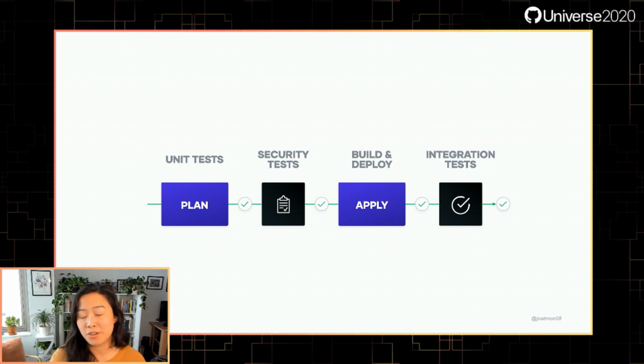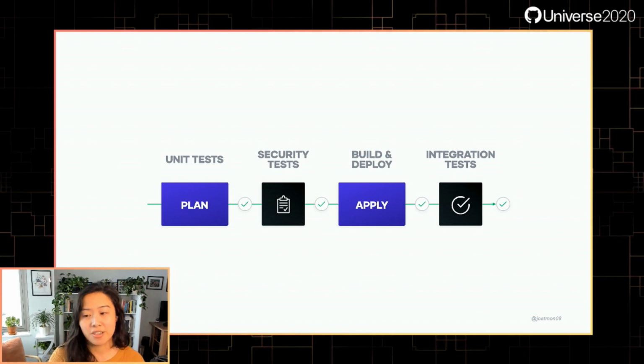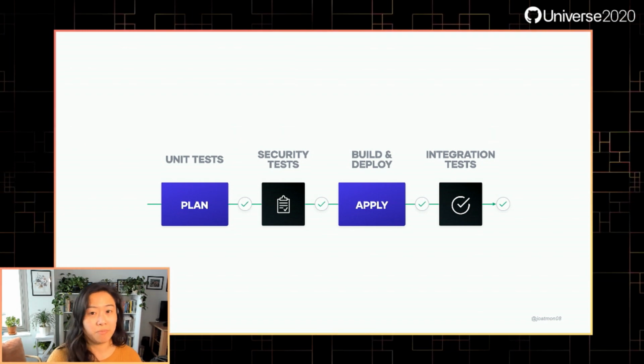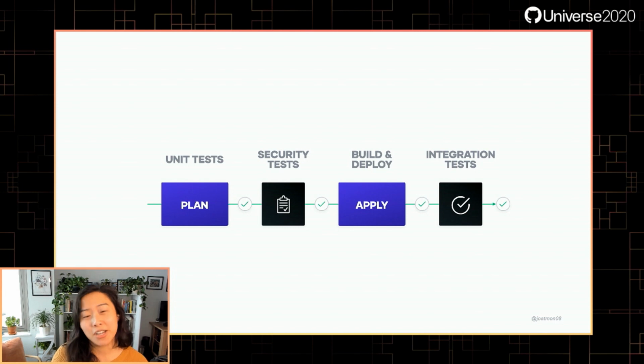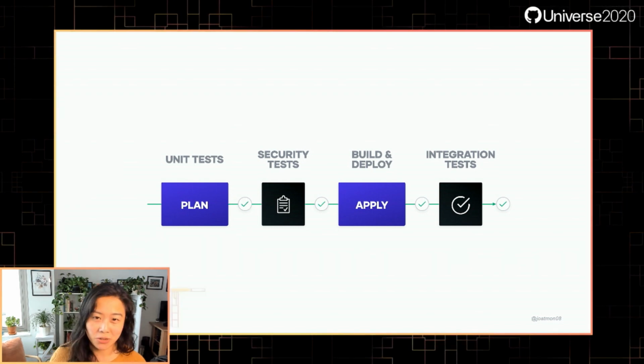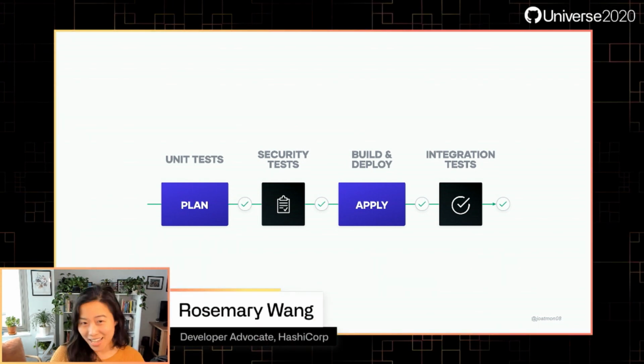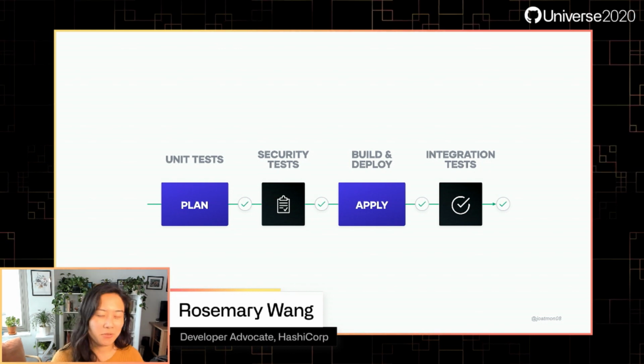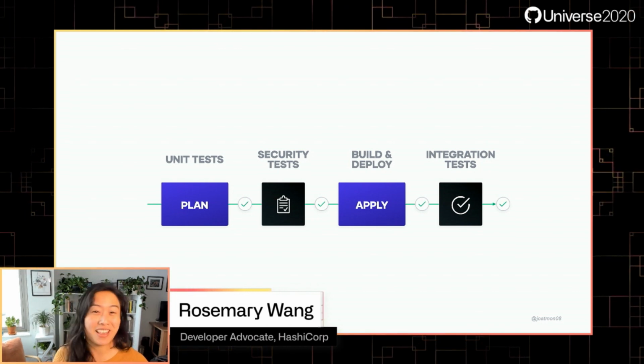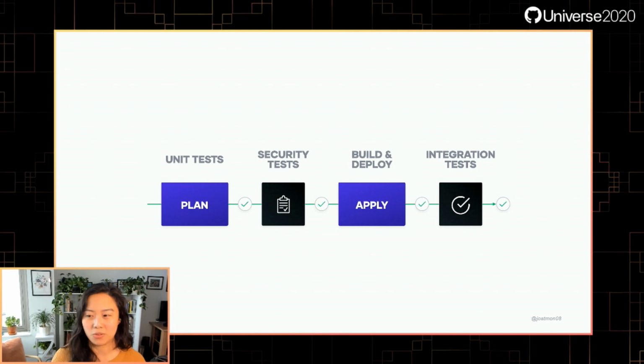HashiCorp Terraform is an open source project that you can use to deploy infrastructure to pretty much any provider that's supported, including but not limited to pizza. You can actually provision pizza using Terraform. Someone did write a plugin for that. So check out Terraform as an open source project.